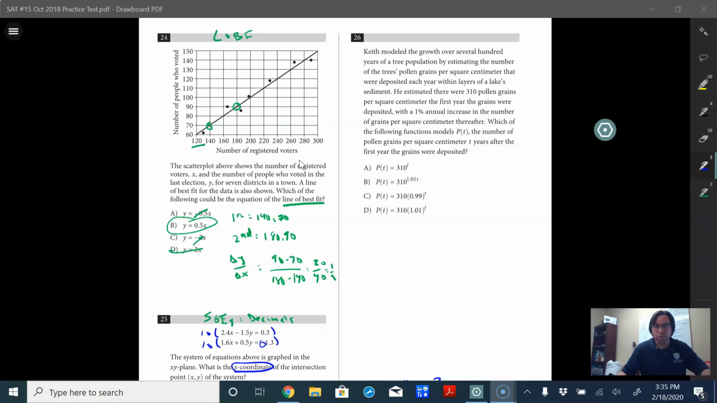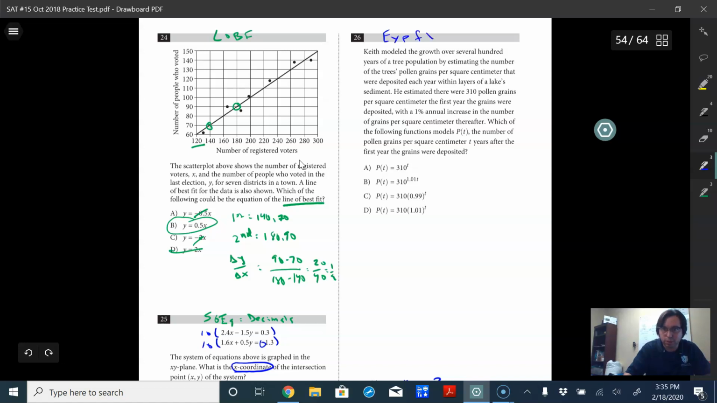All right, let's look at number 26 here. We see that Keith modeled, and this is an exponential function problem just by glancing at the answer choices, right? He says he estimated there would be 310 pollen grains per square meter the first year, so that's going to be the A there. Remember, our formula is going to be y equals A times X, which is percentage, times the B term.